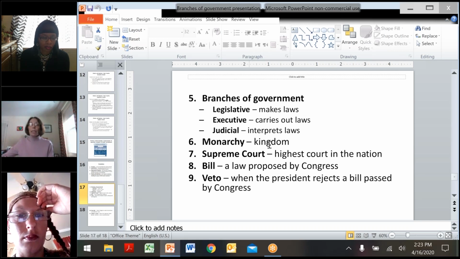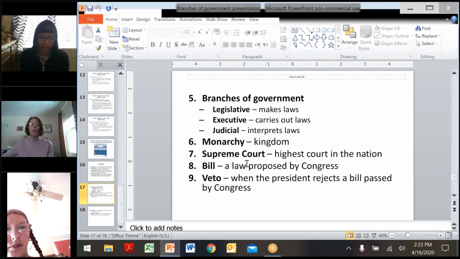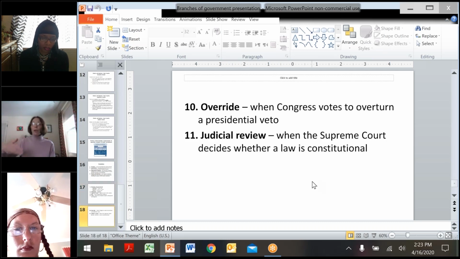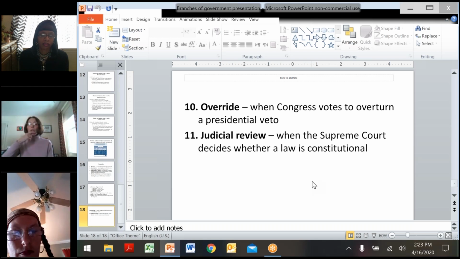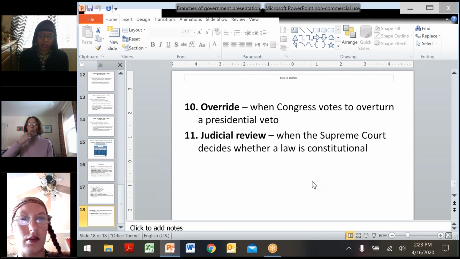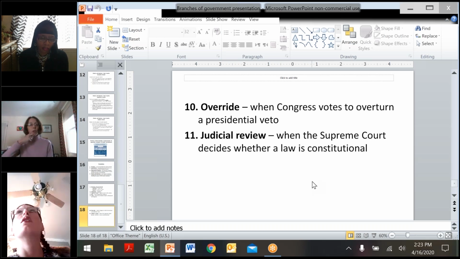A monarchy is a kingdom. Supreme Court, highest court in the nation. Bill, a law proposed by Congress. Veto, when the president rejects a bill passed by Congress. Override, when Congress votes to overturn a presidential veto. And judicial review, when the Supreme Court decides whether a law is constitutional.